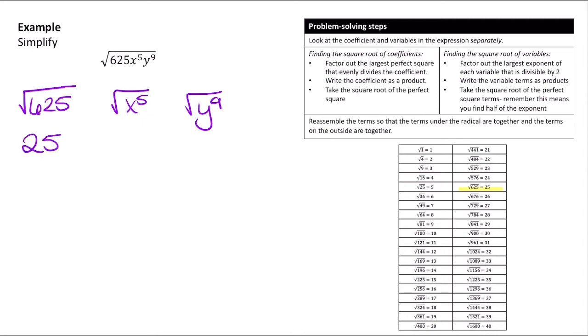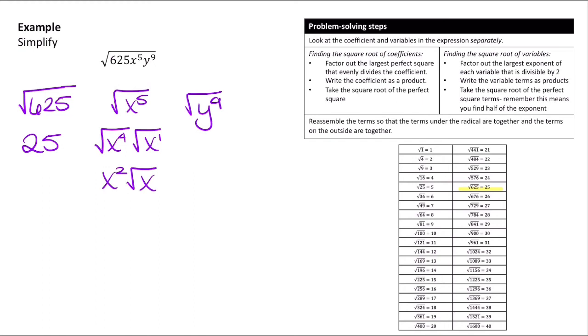Now let's work on the variables. Here I have an exponent that's not divisible by 2, so the next number that's divisible by 2 is 4. I can write this as the square root of x to the 4th times the square root of x to the 1, because 4 plus 1 is 5. When I take the square root of x to the 4th, my exponent is going to be cut in half. So I have x squared and then the square root of x.